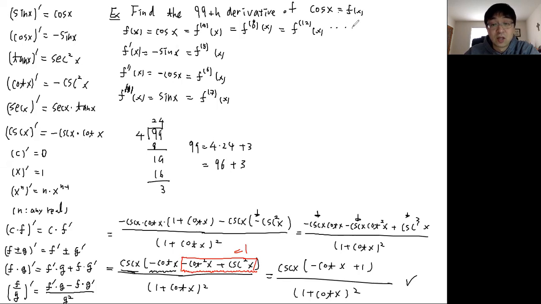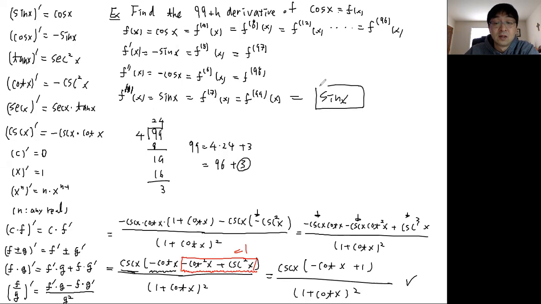So here you can keep going. This one is exactly the 96th derivative, a multiple of 4. The last ones are the 97th, the 98th, and the 99th derivative. Right? That's it, this is the whole idea. So what about the last one? The remainder is 3. So the final answer is exactly sine of x. This is the whole idea for solving this kind of higher derivative problem.